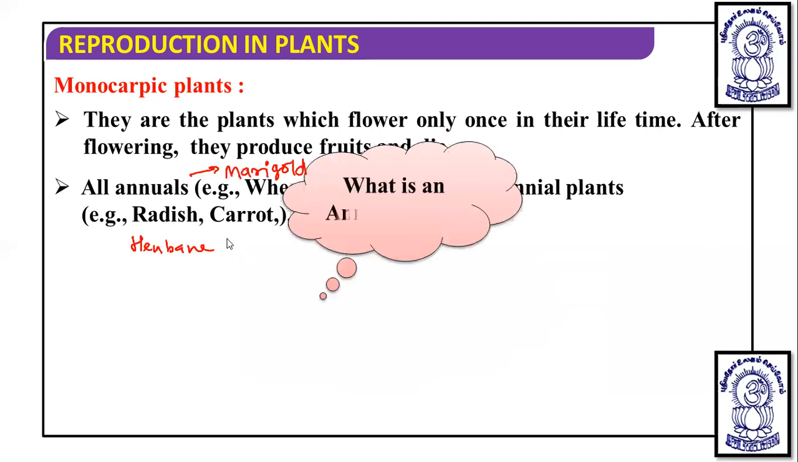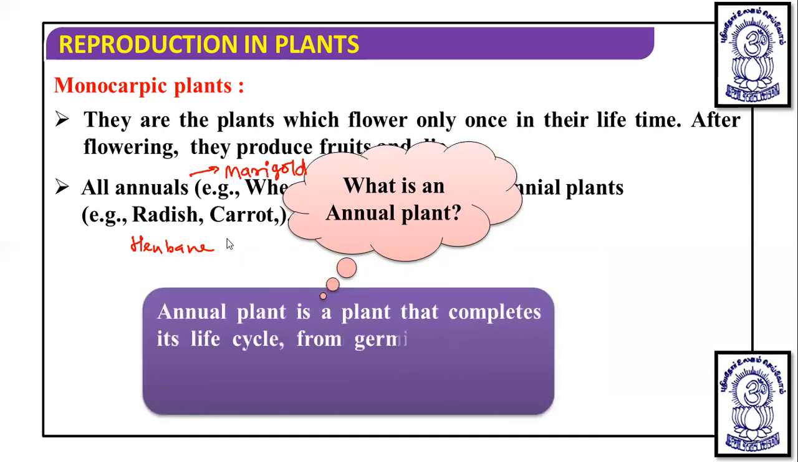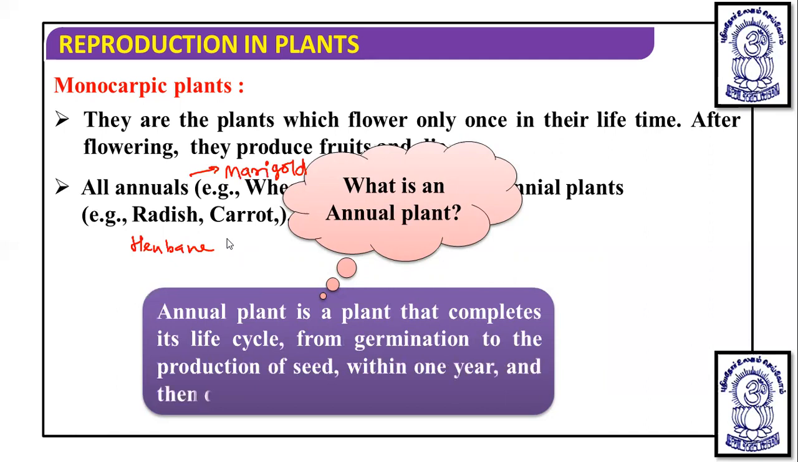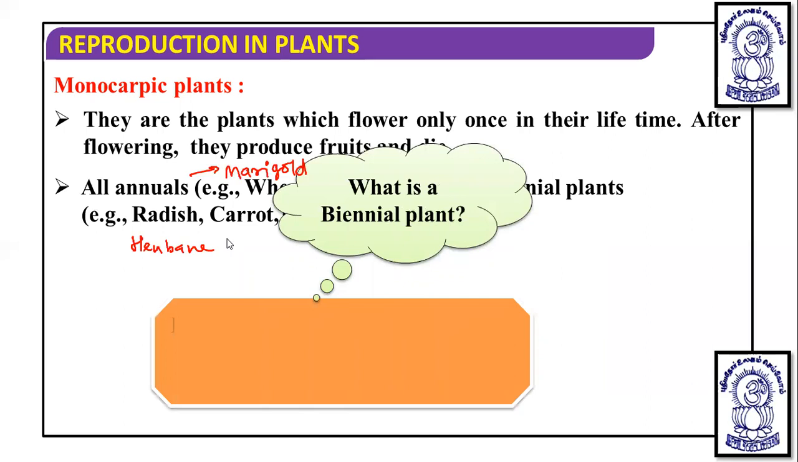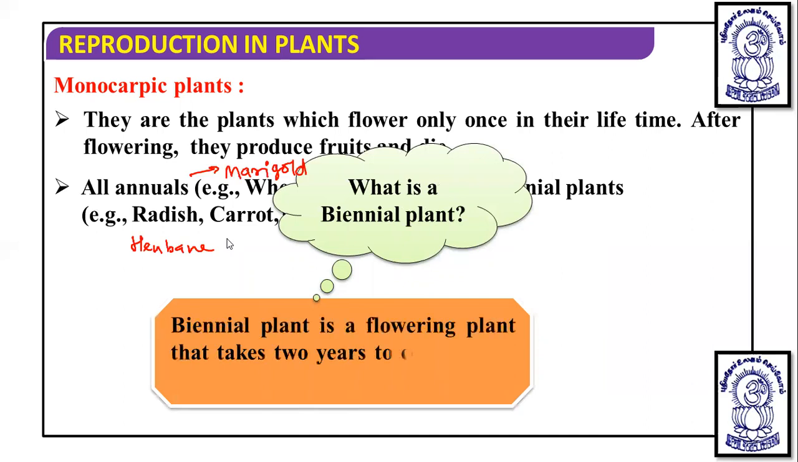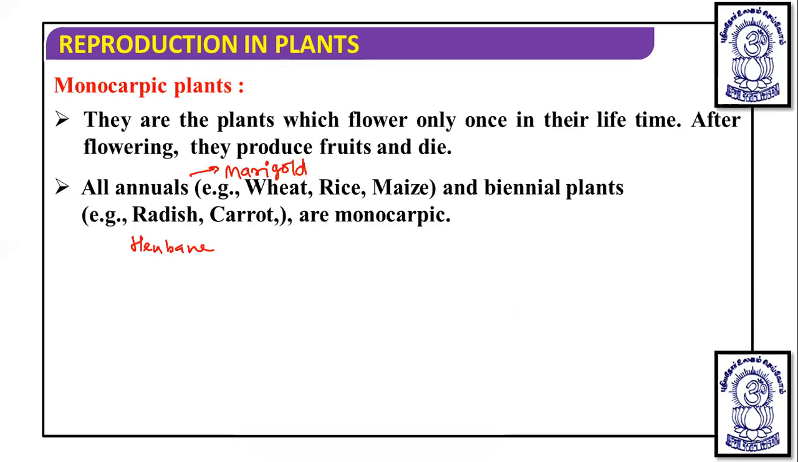And again, apart from this, the question which we have just discussed and answered, what is an annual plant? An annual plant is a plant that completes its life cycle from germination to the production of seed within 1 year and then dies. So it is annual. It is only a 1 year lifespan. But the question is, what is biennial? A biennial plant is a flowering plant that takes 2 years to complete the biological life cycle. It completes the life cycle within the 2 years. And the perennial are those whose life cycle can be completed in many years.